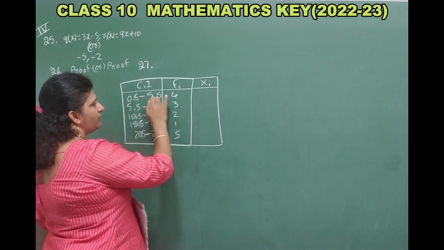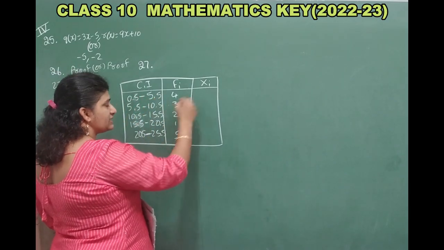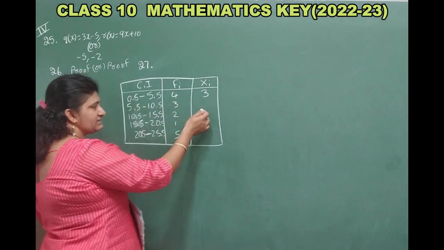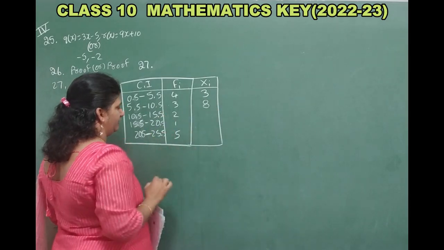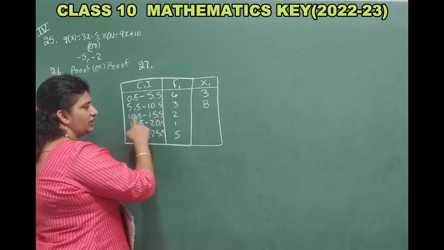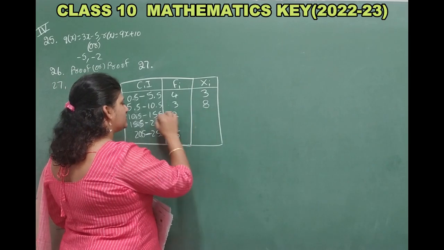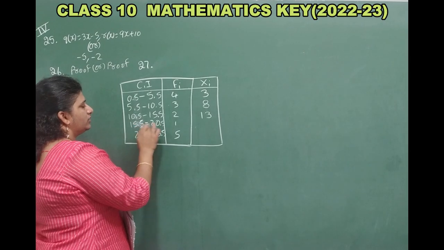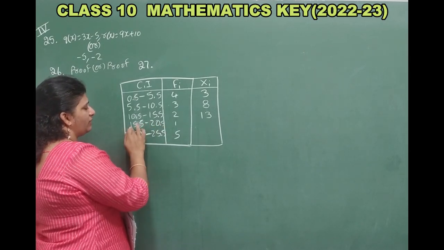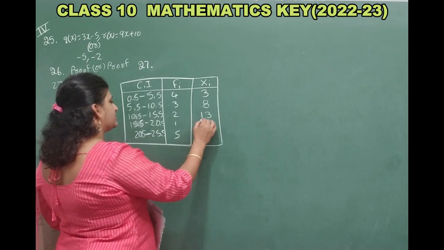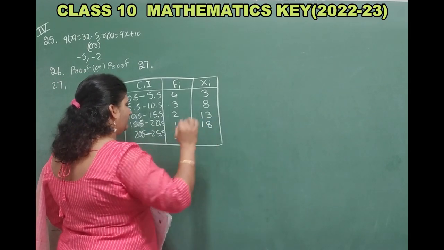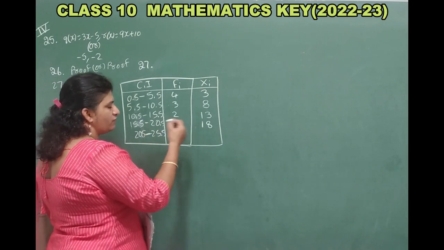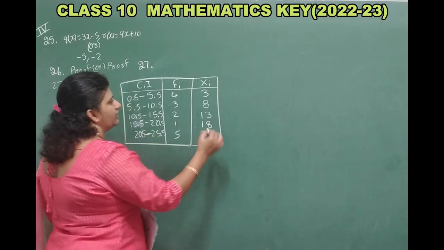That is 0.5 plus 5.5, it will be 6. 6 by 2, 3. Same manner, 5.5 plus 10.5 will be 16. 16 by 2, 8. 10.5 plus 15.5, it will be 26. 26 by 2, it will be 13. And in the same manner, 15.5 plus 20.5, it will be 36. 36 by 2, 18. 20.5 plus 25.5, it will be 46. 46 by 2, it will be 23.